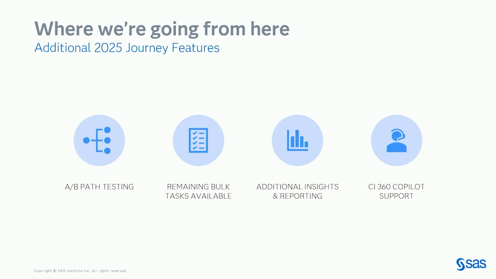We're also going to be adding a lot more insights and reporting. If you were in the CI Connect session yesterday, Rob showed off what some of those screens we're working on are going to look like. And then finally, we're going to be adding support for a Journeys agent inside our upcoming CI 360 Copilot so that you can make creating those complex journeys with even less manual effort.